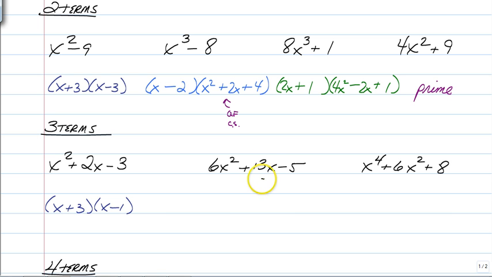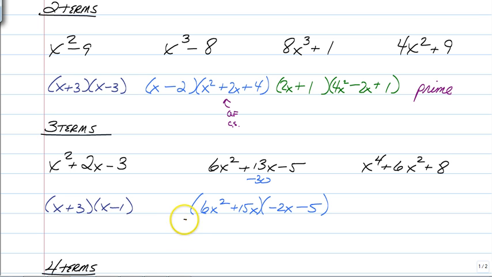The next one is where you're going to have to multiply those two together, and you're going to get a negative 30. What multiplies to a negative 30 but adds to a 13? That would be a positive 15 and a negative 2. Bring down your negative 5 and bring down your 6x squared. That's if you like doing this with splitting the middle term, also known as Batman.